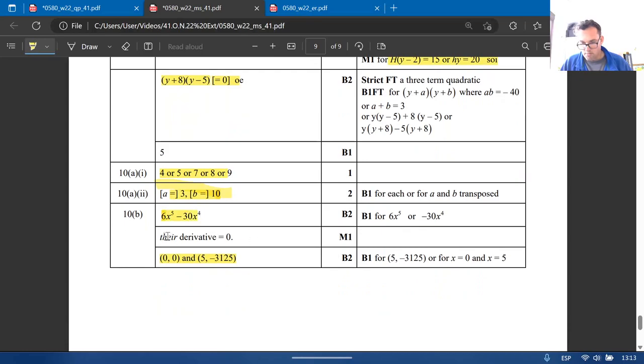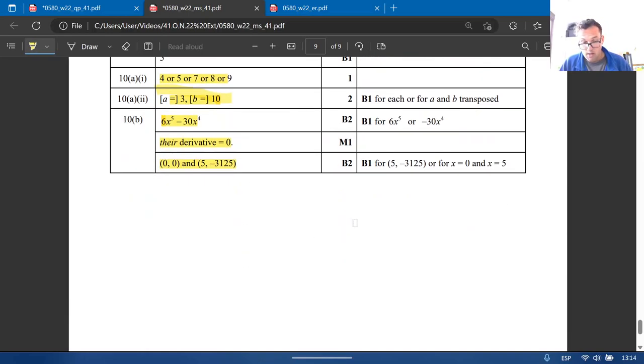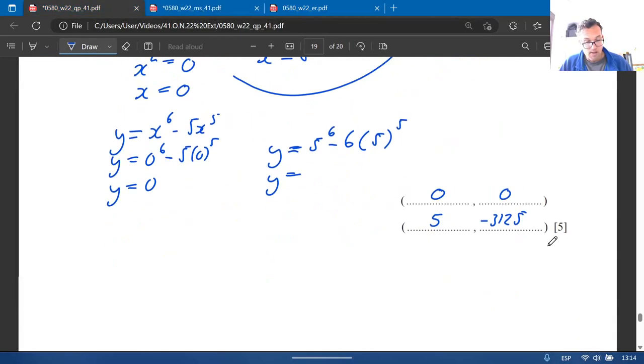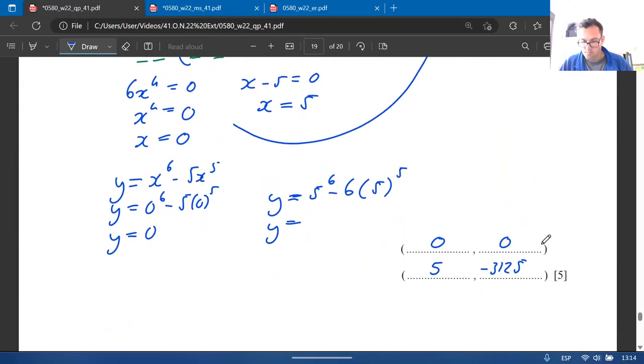One mark for the derivative, setting equal to 0. Two marks for differentiating correctly. One mark for setting equal to 0. And then for solving it. And then you got your marks. Well done. Keep working hard. You can do it. In no time, you'll be the champ.